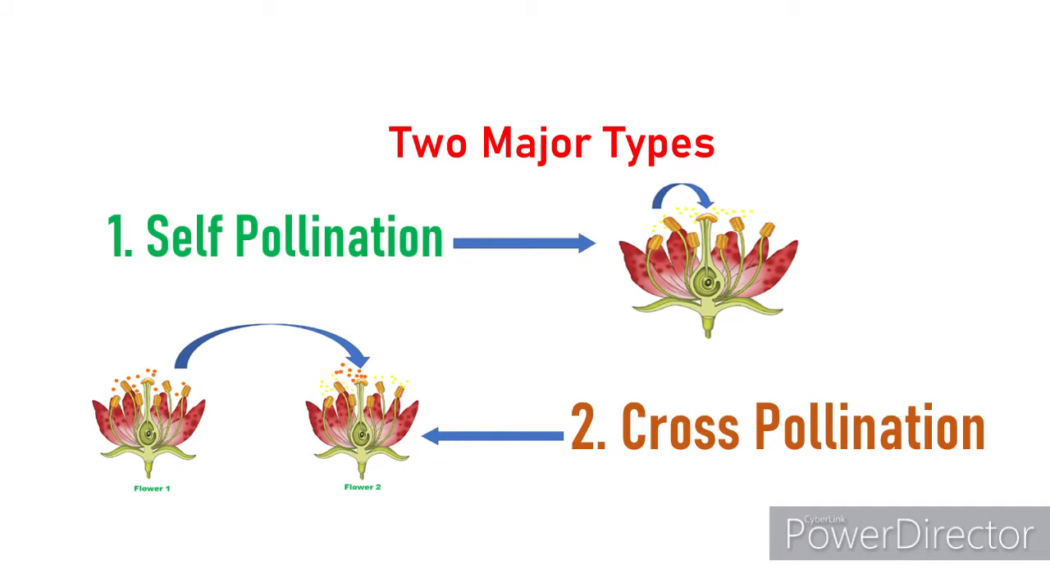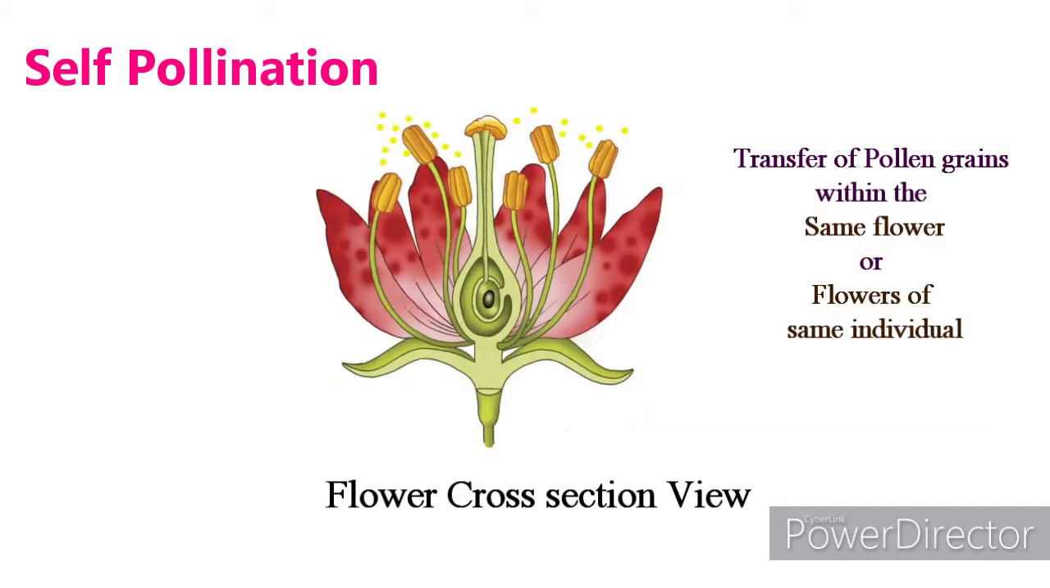Pollination may occur within the flower or between two different flowers. Based on this, we can classify pollination into two major types. One is self-pollination and the other is cross-pollination. Self-pollination: here, the pollen transfer occurs within the same flower or between the flowers of the same individual. Such type of pollination is called self-pollination.